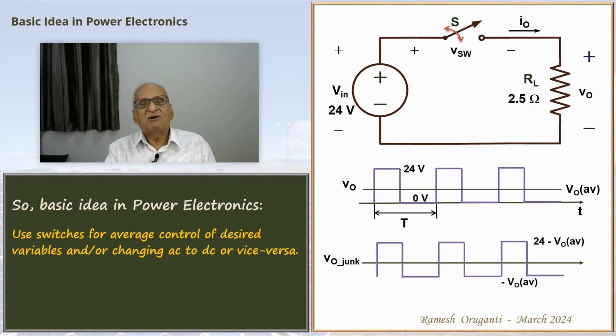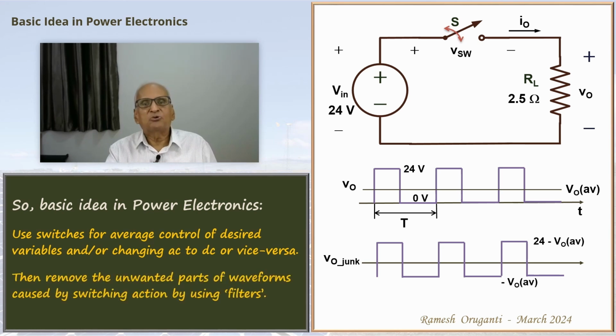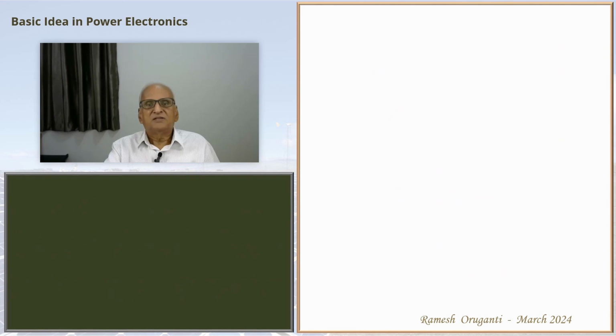This produces, however, unwanted switching waveform that you need to filter out. For that you need to use a filter also. So a converter at the basic level will consist of some switches and some filter. There may be other components for various other purposes, but this is about the minimum you are going to see in a converter. Next we will see some examples of power converter circuits.